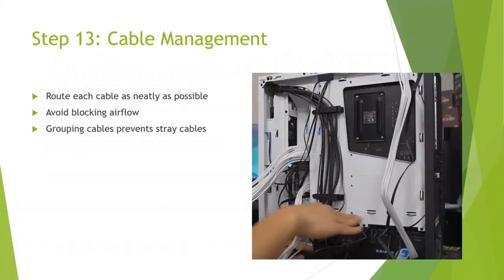Now, at this point, our PC can technically be running if no issues arose, but we still need to manage our cables. This is important because we don't want our cables dangling and touching our PC components. This is where the Velcro strips come in, which we can use to reroute each cable as neatly as possible and group them together to prevent loose stray cables.